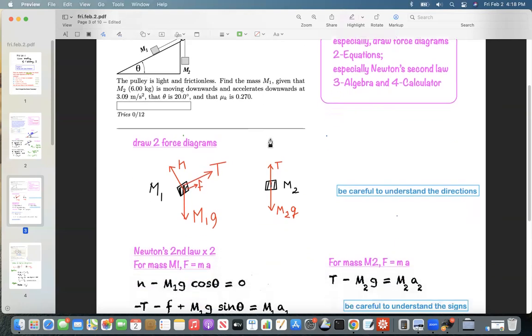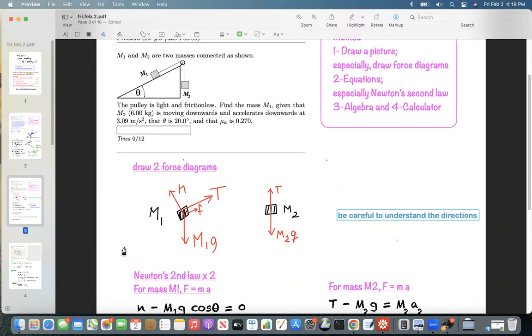So in this problem, you have to draw two force diagrams. So here's the force diagram for M2. It's very simple. Gravity is pulling it down. That's a downward force M2G. Tension in the string is pulling it up. That's the force T. Now, for the other mass, there are four forces acting on it. There's the force of gravity, which is pulling it down. The weight is M1G. There's the tension force, which is pulling it up by the cord. That's T. And as long as the pulley is massless, the tension in the cord below the pulley and above the pulley is the same. So this T is the same as this T.